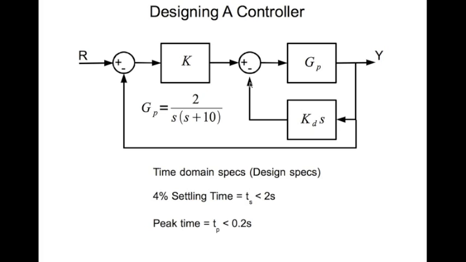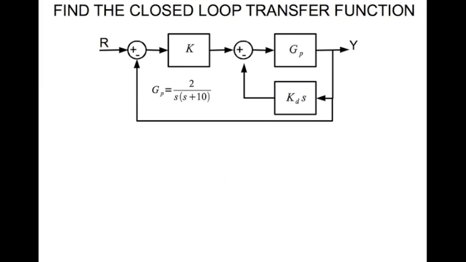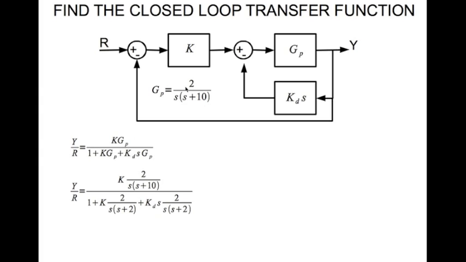Let's see what the time domain specifications are. I have two specifications: 4% settling time is less than 2 seconds and peak time is less than 0.2 seconds. Now the first step is to find the closed loop transfer function. So you do block diagram manipulation and then find the closed loop transfer function like so. We substitute GP and we find the transfer function as 2k divided by s squared plus (2 plus kd) times s plus 2k. Now this is a second order system without zeros.